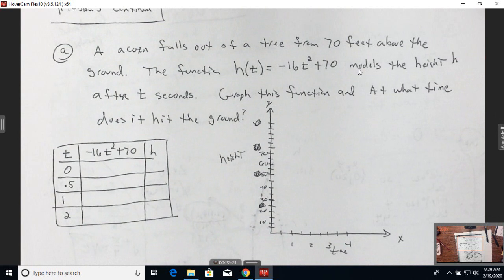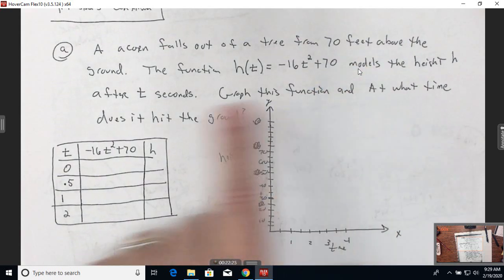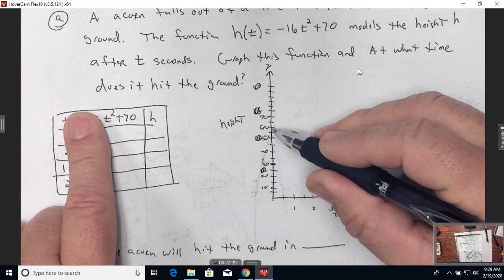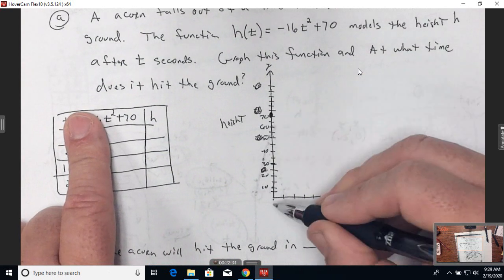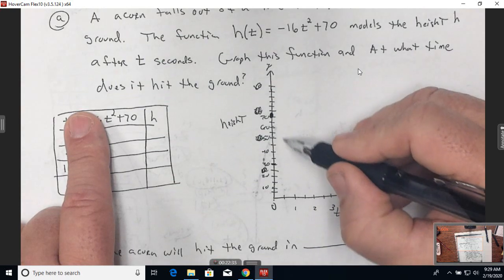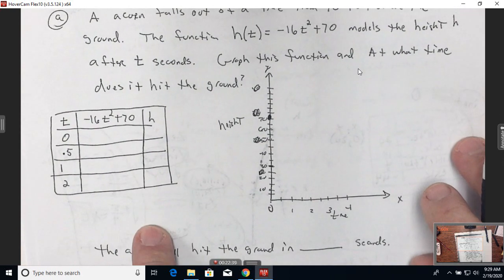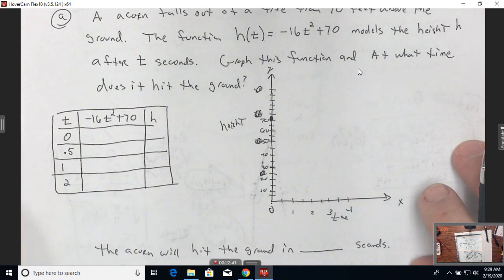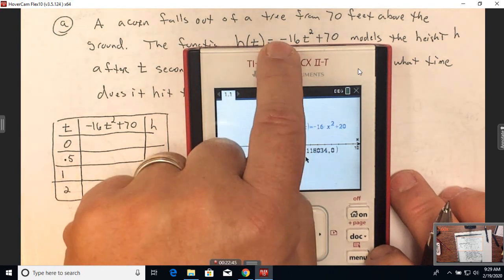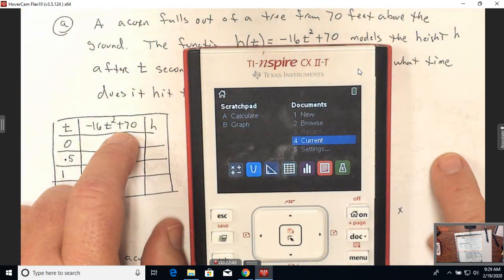Same type of problem. An acorn falls out of a tree. This time it falls out 70 feet above the ground, so here's the height. This is 10, 20, 30, 40, 50, 60, 70, so it's here when time is 0. That's where the acorn is. And it's going to fall out and drop. Where's it going to hit the ground? Let's figure that out. Let's just plug in our calculator and see. So we're going to take that function rule. Same problem, plug it into our calculator. So go to your home screen.